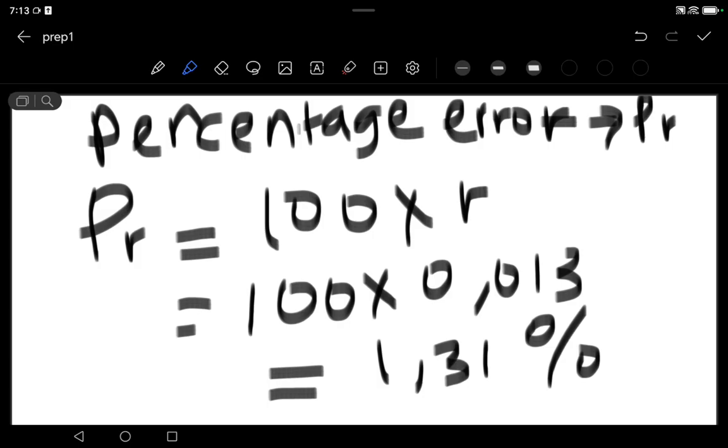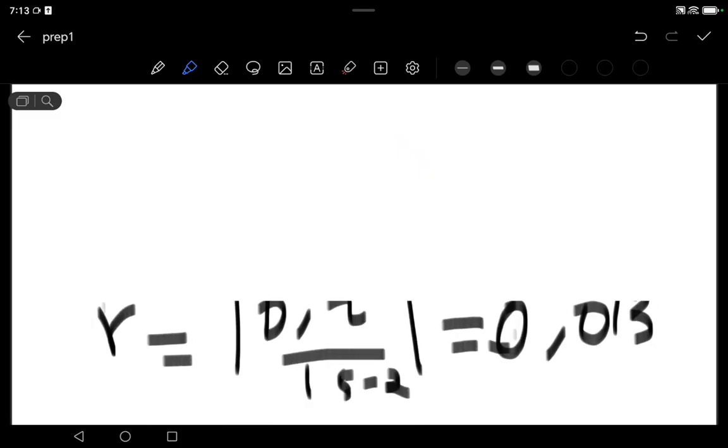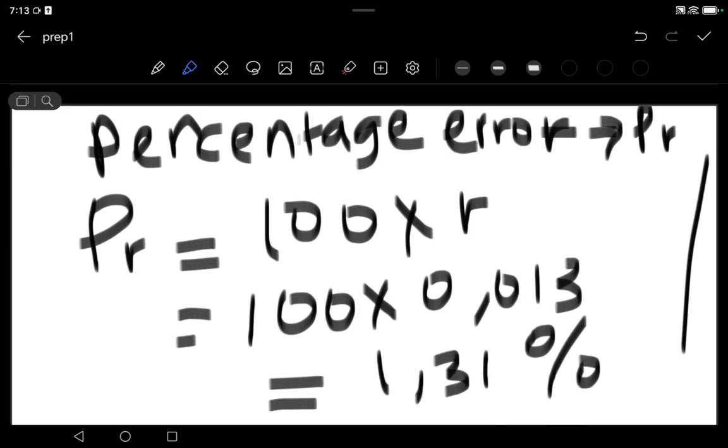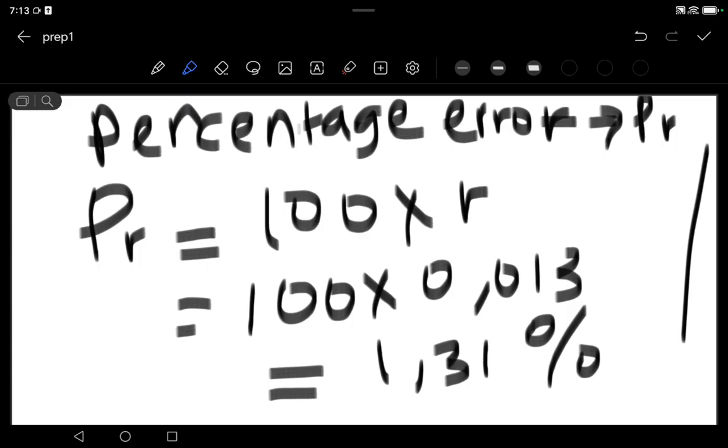We also have the relative error, which is the absolute error Δx over XA. And then we also have percentage error. So let's do an activity.